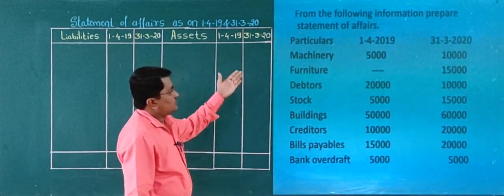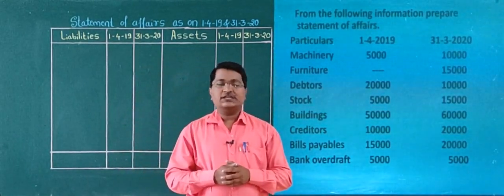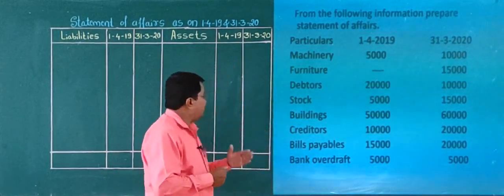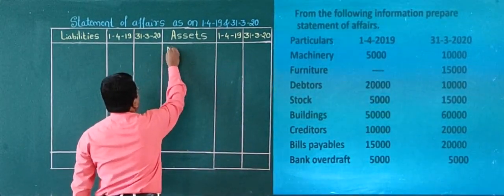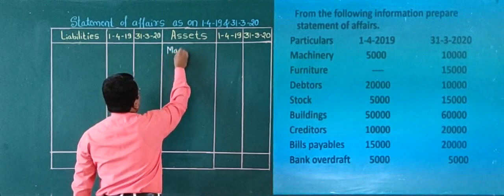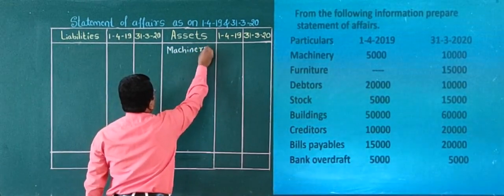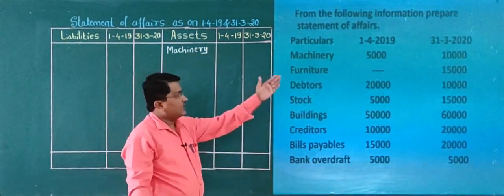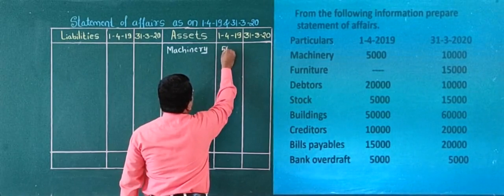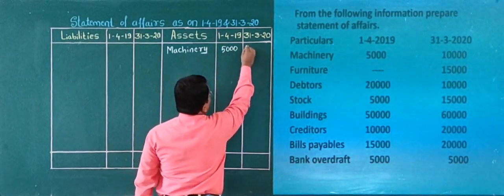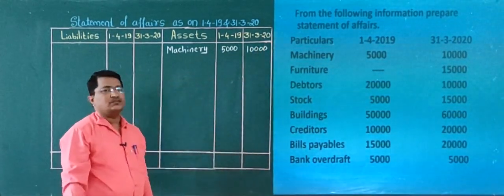Now we go for the solution. First one, machinery. Is machinery an asset or liability? Yes, it is an asset. So we need to record it at the asset side. So first of all I write on the asset side, machinery. What's the amount of machinery? Yes, opening is 5,000 and closing is 10,000. So I will record here opening balance of machinery 5,000 and closing balance of machinery 10,000, right?